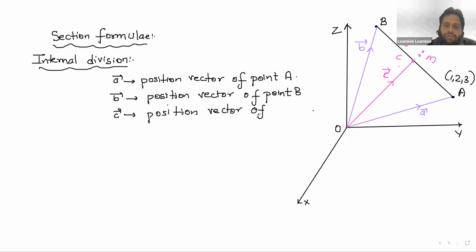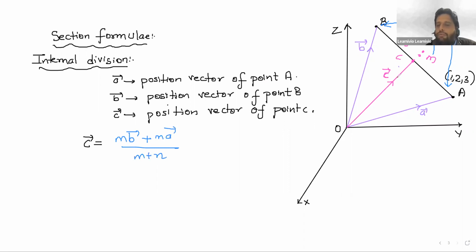Okay, so C is the position vector of point C. The points are given and these are their position vectors. What we need to find in this question: they will ask you to find the position vector C when the ratio is given. So C will be what? Remember it like this: M into B plus N into A, by M plus N. If you have to find the position vector C, this is the formula: M into this point, N into this point, by M plus N.